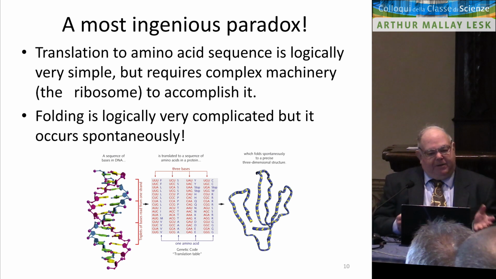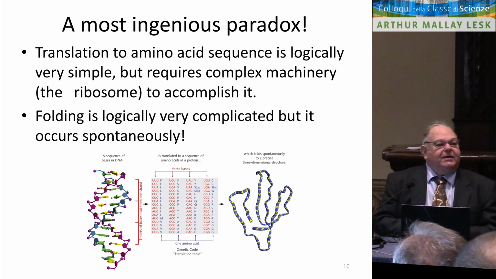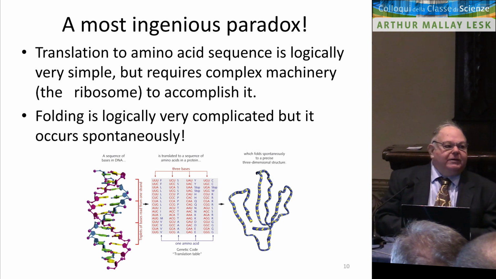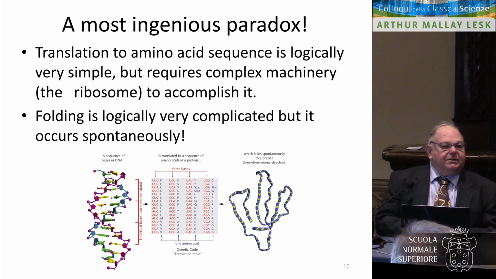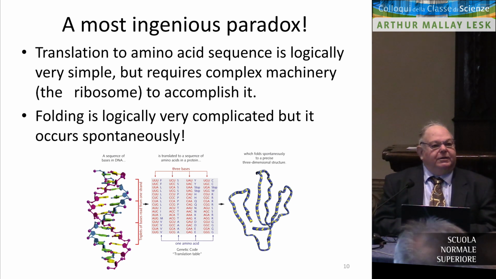Conversely, and this is what's paradoxical, folding is logically very complicated. If I gave you an amino acid sequence and said, what's the structure? Certainly without access to a computer, you'd be lost. But although it's logically very complicated, it occurs spontaneously. So it turns out that all the information required to specify the protein structure is contained in the amino acid sequence, and it doesn't require any cellular machinery. You can do it with an isolated protein in a test tube.